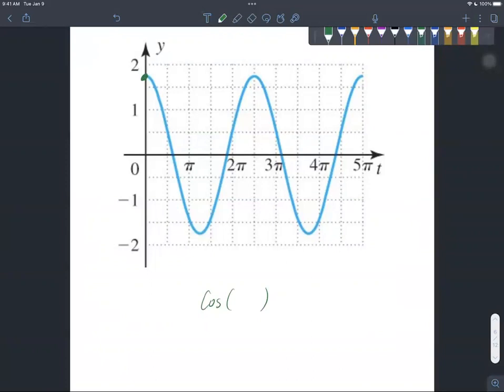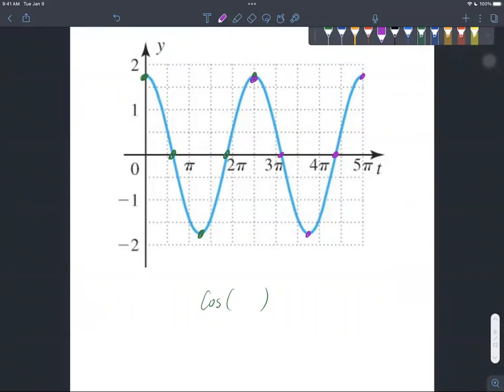Okay, so the characteristics of cosine are: it starts at a maximum, it has a 0, a minimum, another 0, and then a maximum where one period ends. If we wanted to draw another period, just because it's kind of clear here, the start of another period is here, a 0, a minimum, a 0, a maximum, and another period begins.